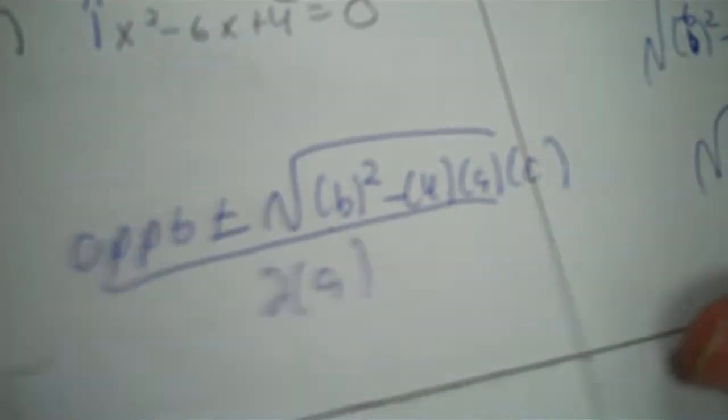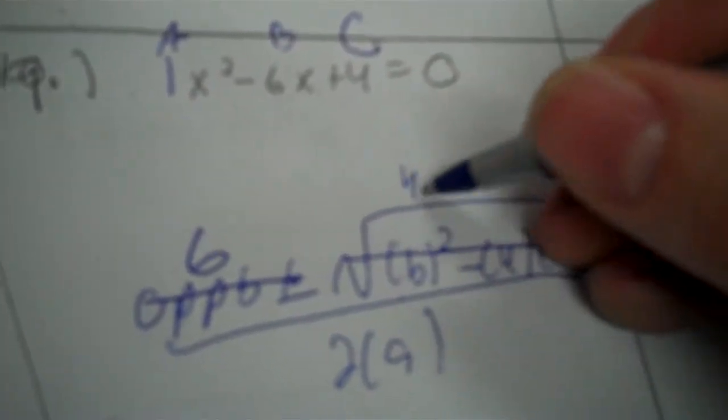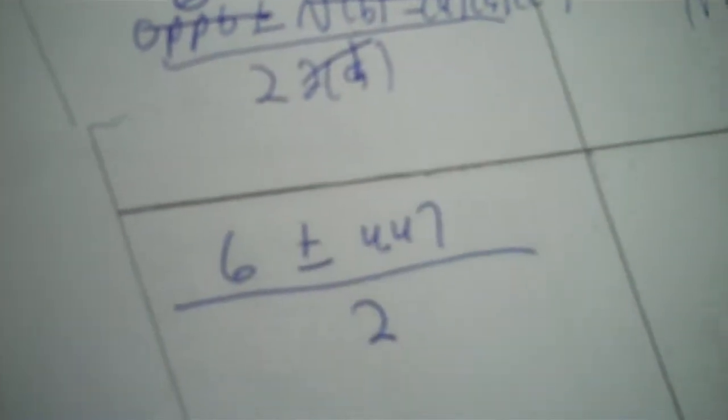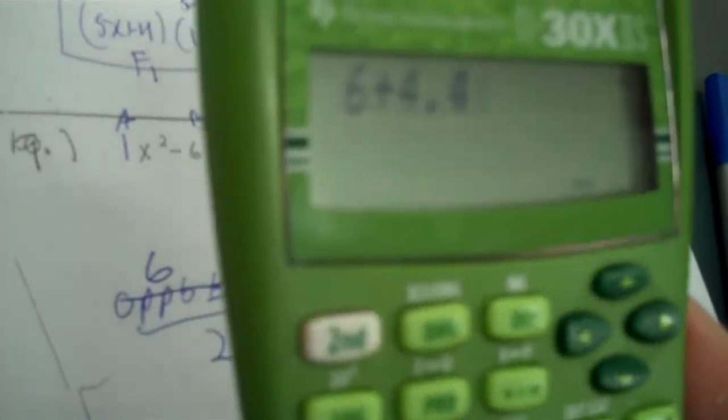Opposite of b plus or minus the square root of b squared minus 4ac, that's a song, over 2a. Opposite of b is 6. Square root we just found out, we found out that's 4.47. And then a is going to be 1, so 2a is 2. So you have 6 plus minus 4.47 over 2. So 6 plus 4.47 divided by 2, 5.24. 6 minus 4.47 divided by 2, 0.77.